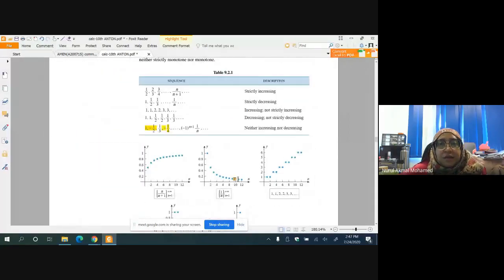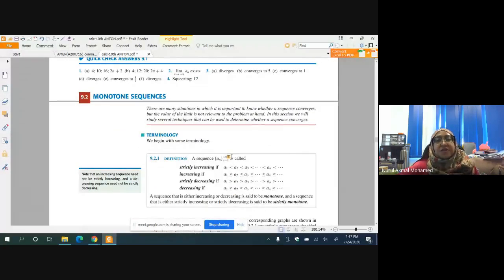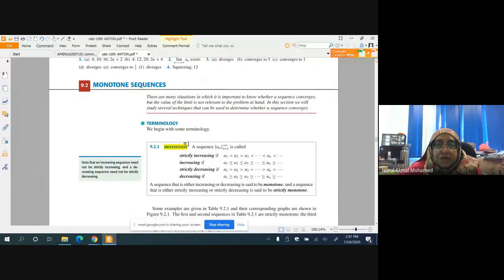Okay, next one is monotone sequence. We have several definitions here. The first one is strictly increasing. The second one is increasing. The third one is strictly decreasing. And the fourth one is decreasing. So there are two main things: one is increasing and another one is decreasing.